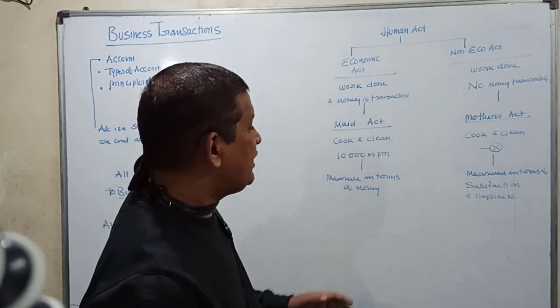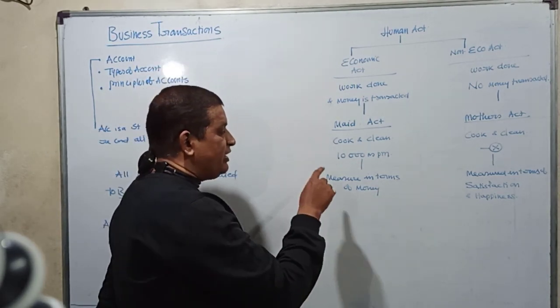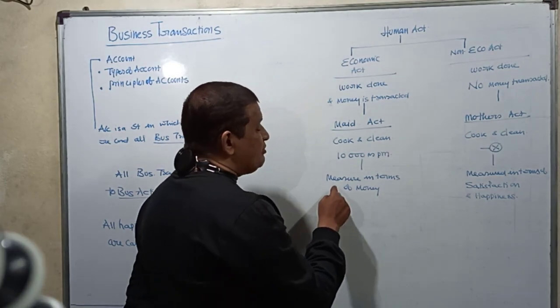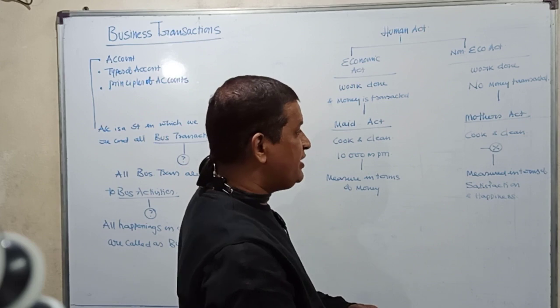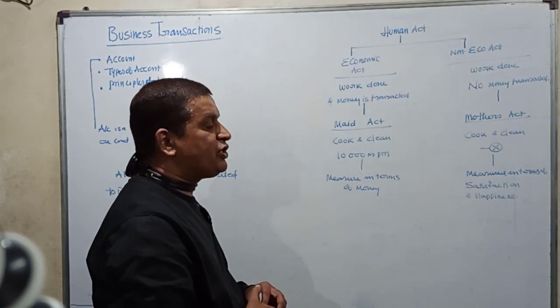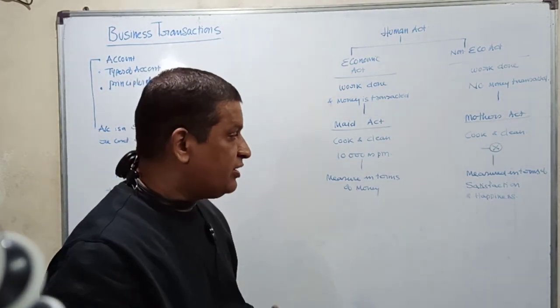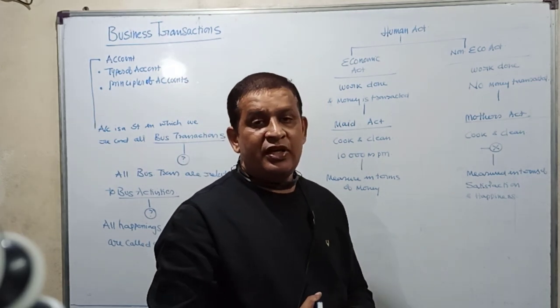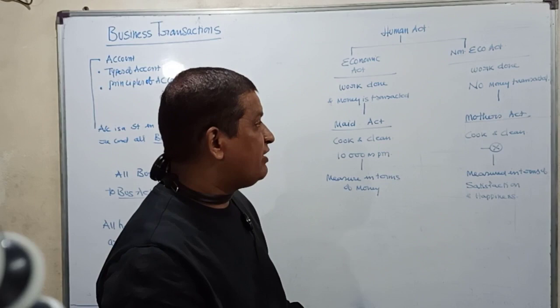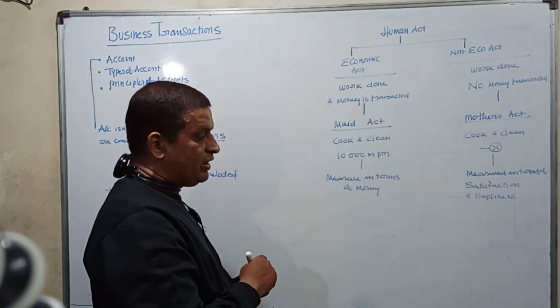Any activity which is undertaken and which is measured in terms of money, such activities are called economic activities. And those activities which are not measured in terms of money but are measured in terms of satisfaction, happiness, or otherwise, such activities are called non-economic activities.